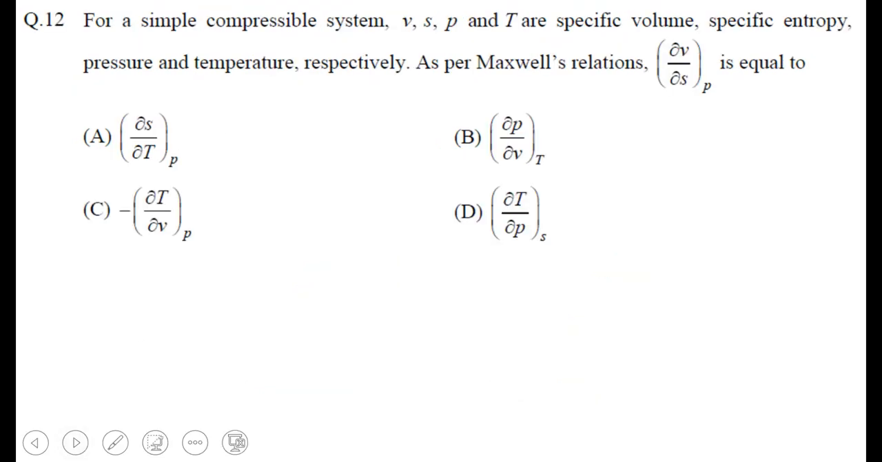Now the next question. For a simple compressible system, V, S, P and T are specific volume, specific entropy, pressure and temperature respectively. As per Maxwell's relation, delta V by delta S at constant P is equal to what? So guys, here you will have to look at all the four Maxwell equations which you have. I am going to write all the Maxwell equations.